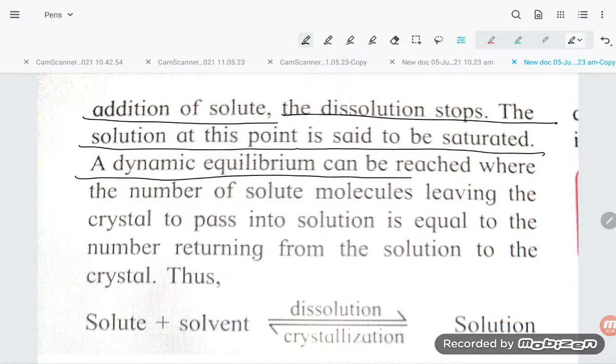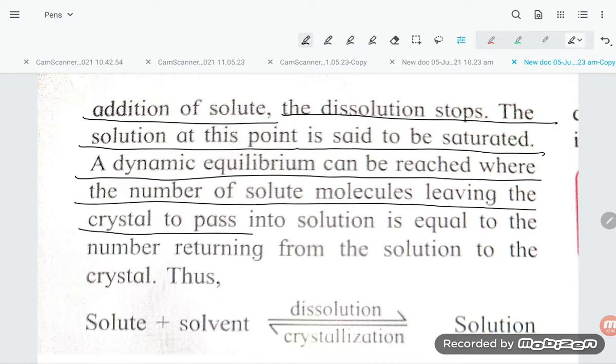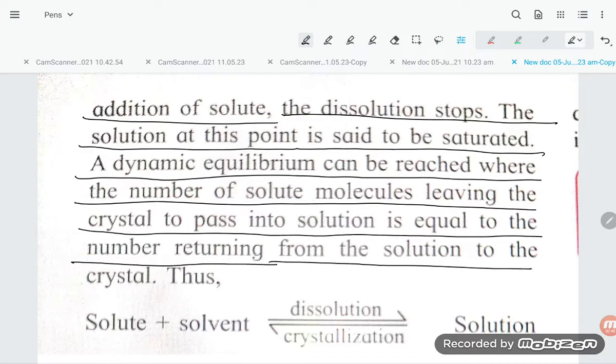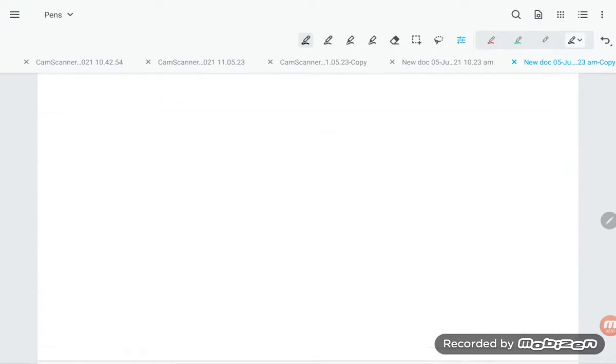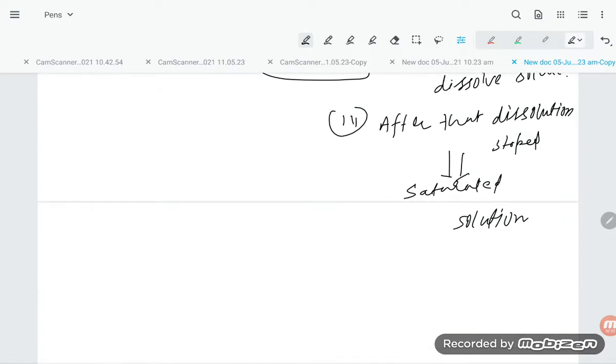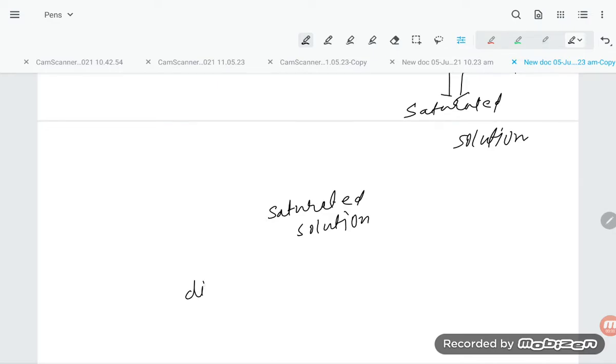Now see the next point they are saying. A dynamic equilibrium can be reached where the number of solute molecules leaving the crystal to pass into solution is equal to the number returning from the solution to the crystal. So in a saturated solution, the same amount of solute that is dissolving is also crystallizing.